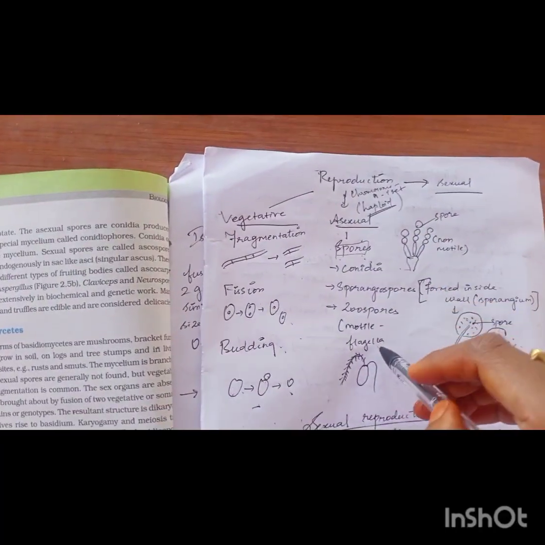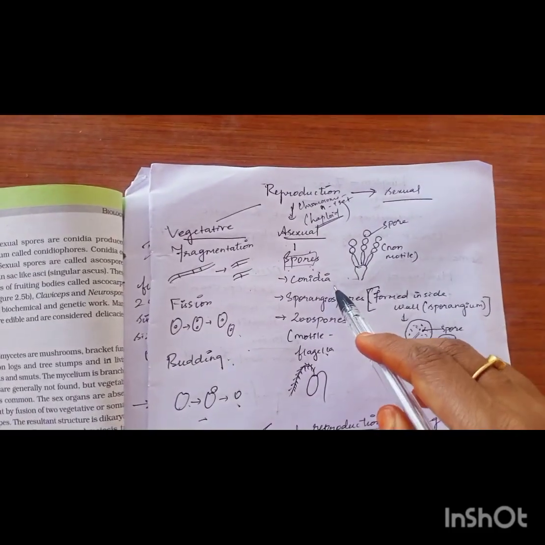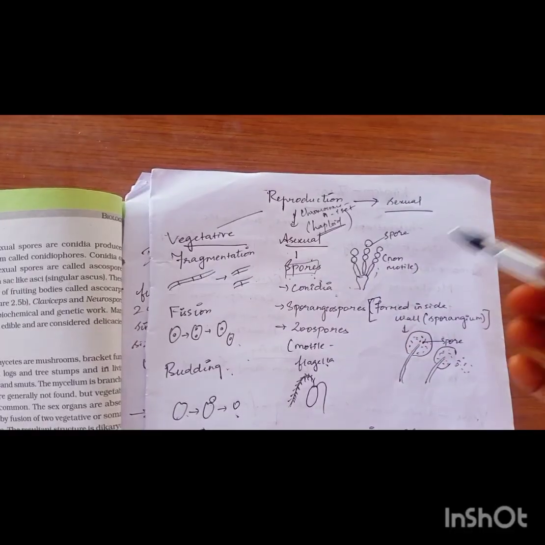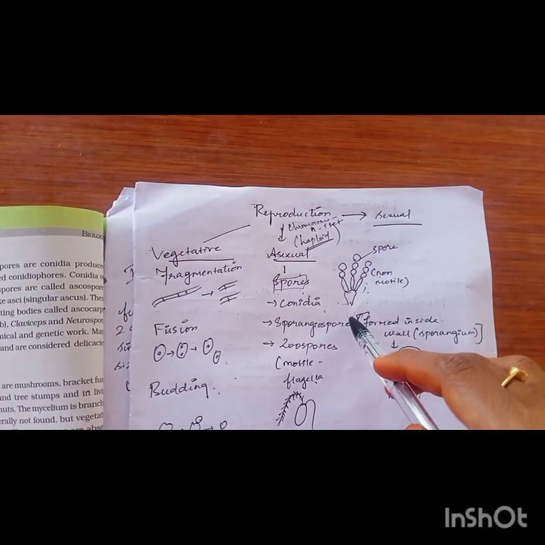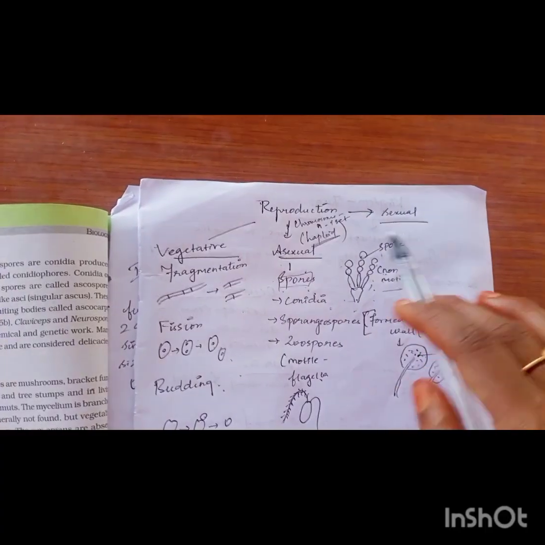There are three kinds of spores based on their appearance and formation. The first one is conidia. It is formed exogenously, outside, and it is non-motile. It is formed outside and it is not covered by anything.